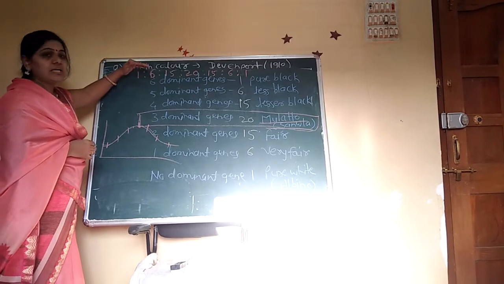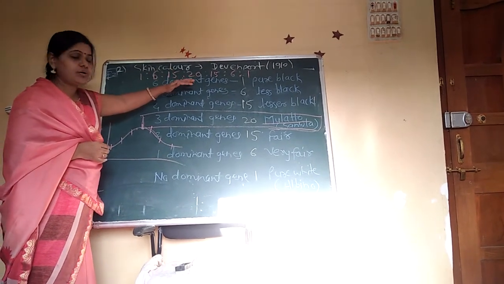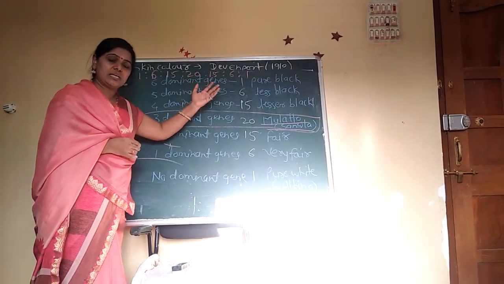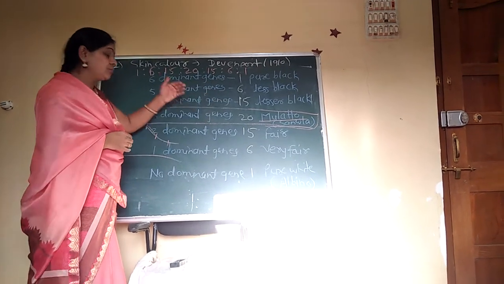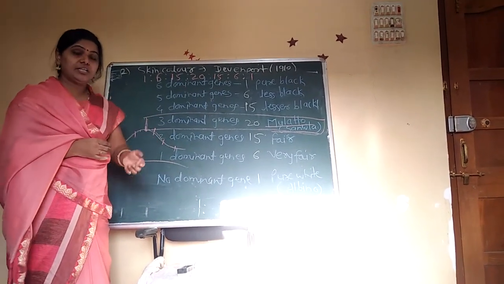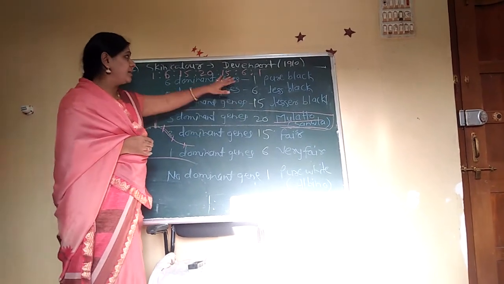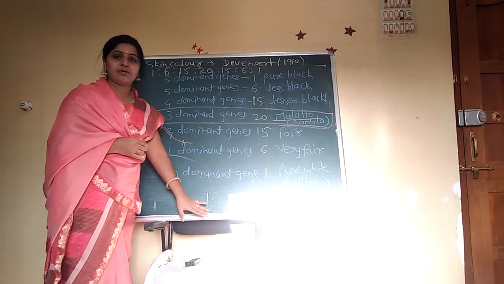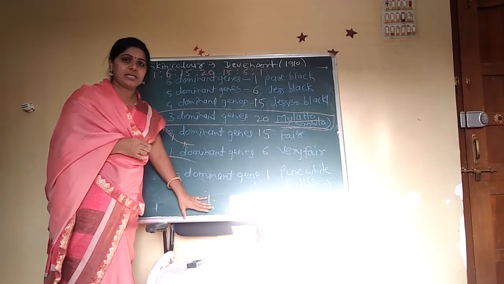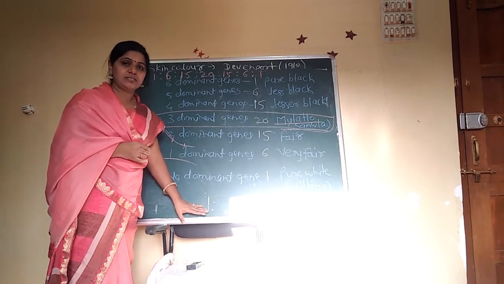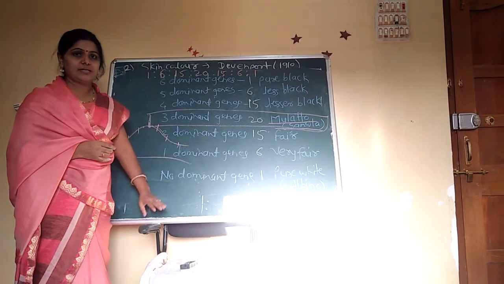This is one example of skin color in human beings. Davenport discovered in 1910 the human skin color and its various shades, controlled by three genes for one trait. This is an example of human skin color and polygenic inheritance. I hope you all understand that. Thank you.